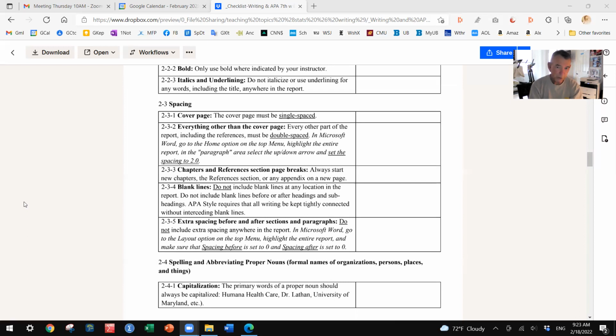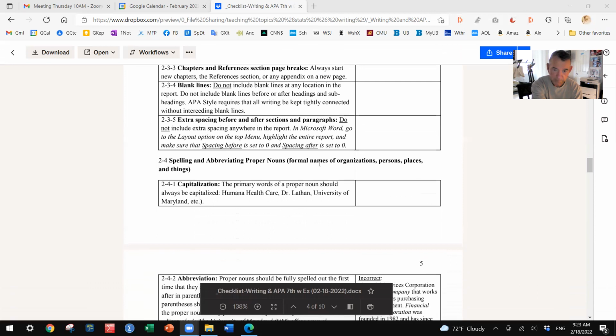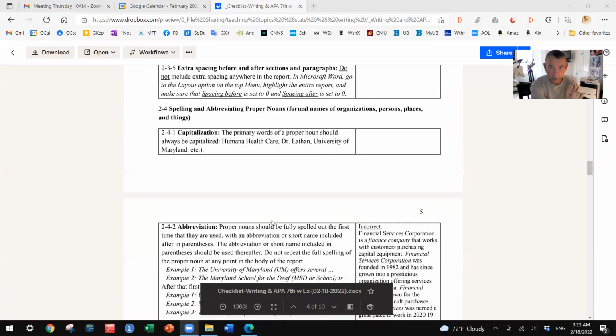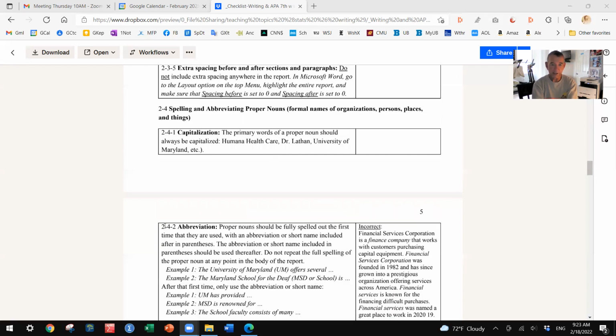Blank lines and spaces. Students love to have a lot of spacing in between their paragraphs. I guess it makes it seem like they're writing a longer paper, but APA is a very tight writing style. So no blank lines and no extra spacing in between paragraphs and sections. Keep everything nice and tight. No extra spacing before and after sections or paragraphs. And I show you on this how to set this in Microsoft Word, if you are having problems and you're still getting spacing, even though there's no blank line there. So you can see on my guidelines here, I show you how to set that.